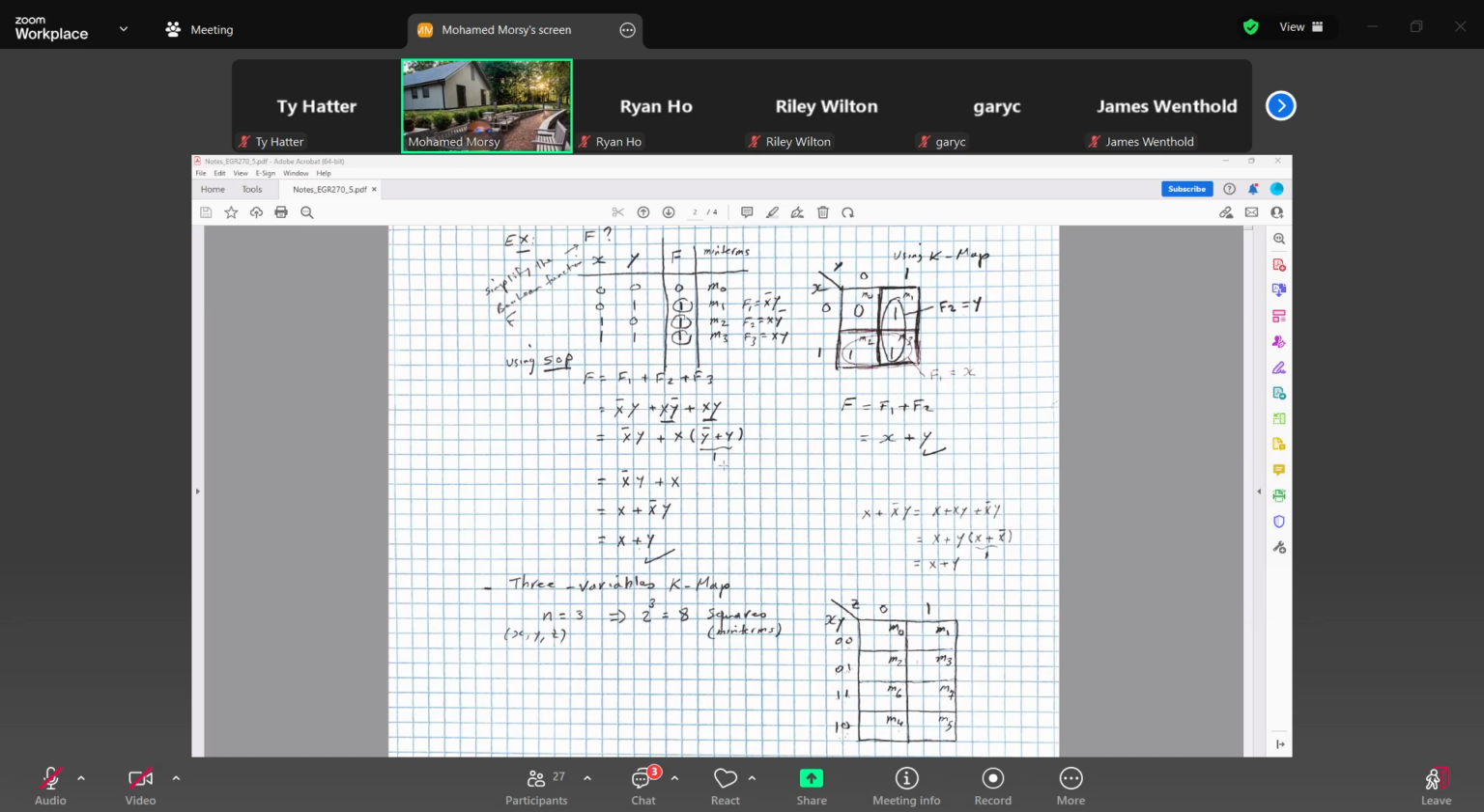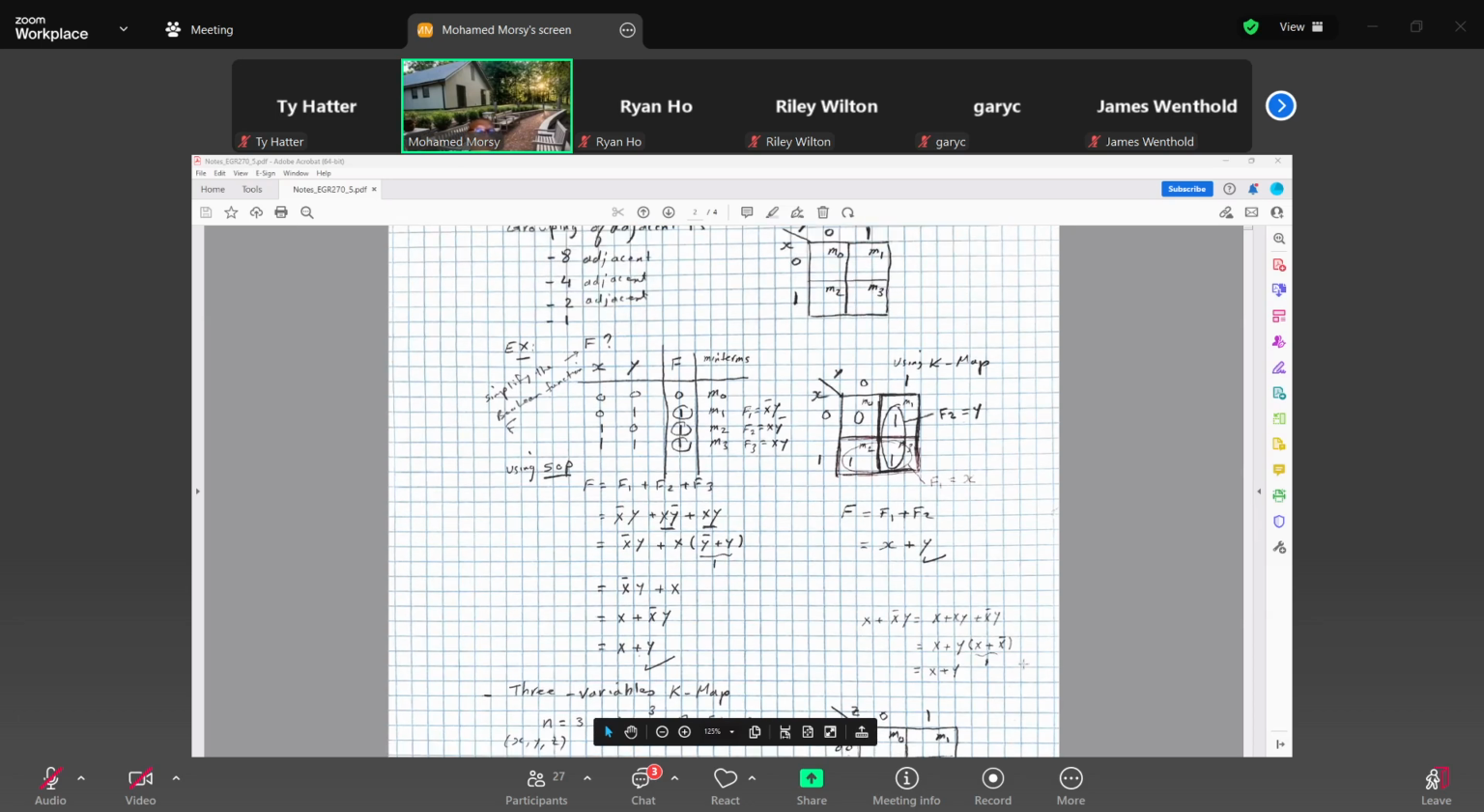We add the product terms, and then we use Boolean algebra to simplify these expressions based on what we studied before. Like we know y inverted plus y is 1, and x plus x inverted y is x plus y. So we got the expression here for F, the maximum simplification, but after we applied Boolean algebra.